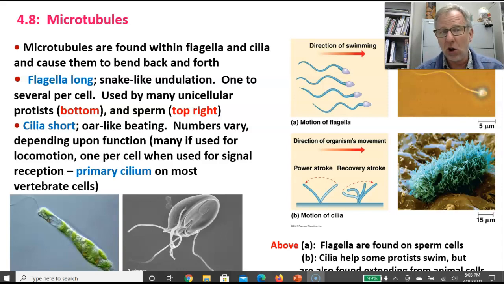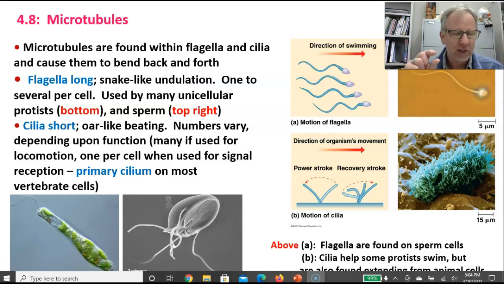Flagella are very long, kind of snake-like, and they undulate back and forth like a snake. Cells have one to several flagella. They're used, for example, by single-celled unicellular protists to swim. There are a couple of photos I put on the bottom left of the slide showing a couple of different kinds of protists that use flagella. You can see the flagella for swimming. Sperm cells also have a flagellum that they use for swimming. The figure on the right-hand side of the slide shows you a sperm cell with a flagellum. Singular is flagellum.